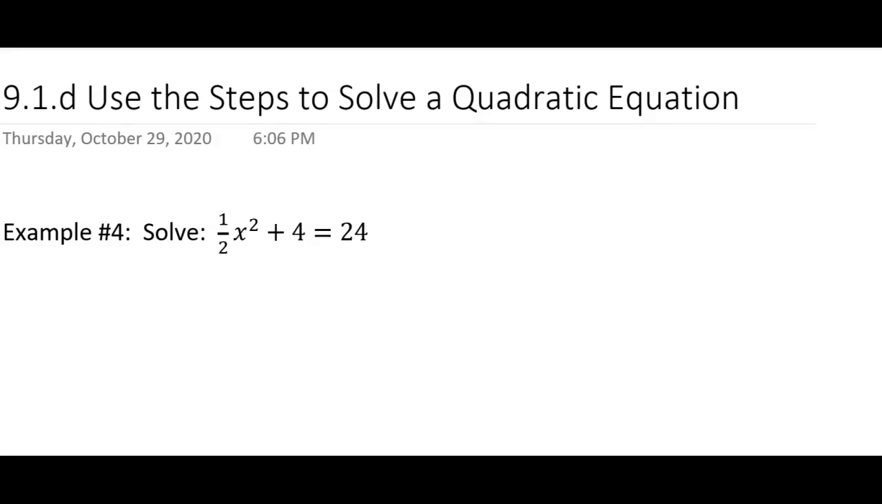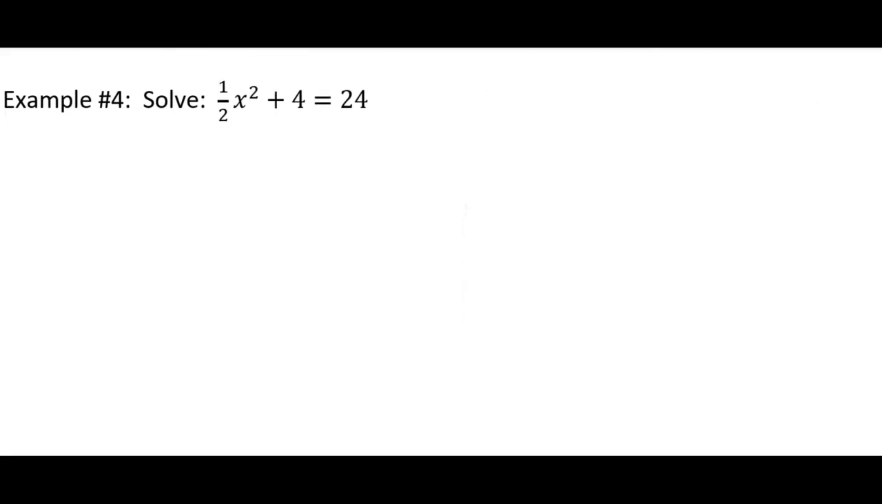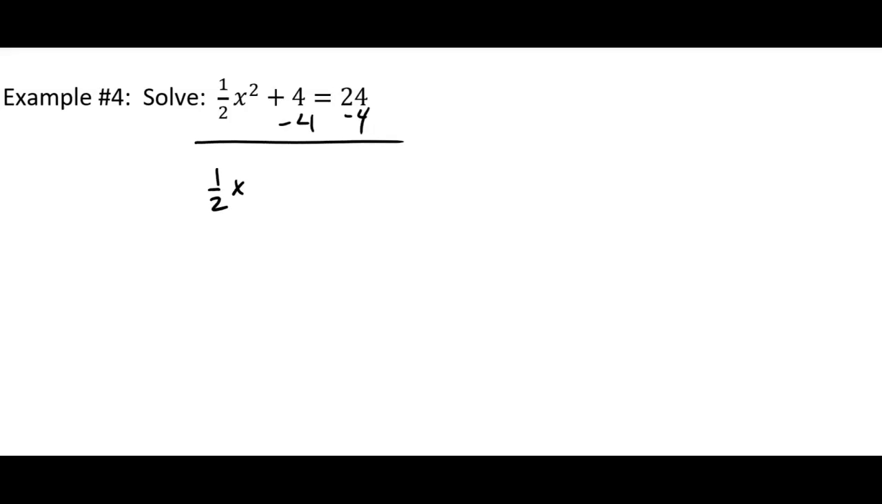Okay, so now we're going to use the steps from the last video to solve a quadratic equation. All right, so we come to our first one here. 1/2 x squared plus 4 equals 24. First thing we want to do is subtract the 4. So then that's going to give us 1/2 x squared equals 20.